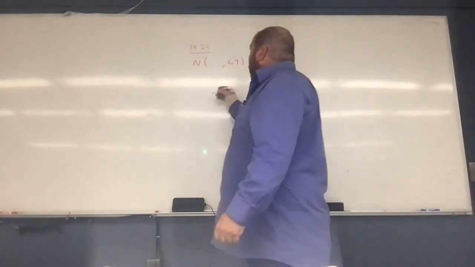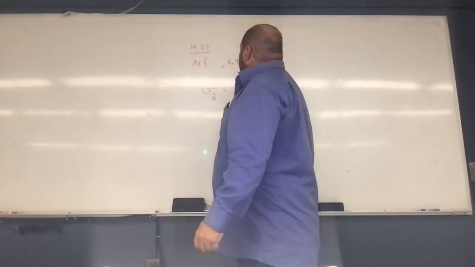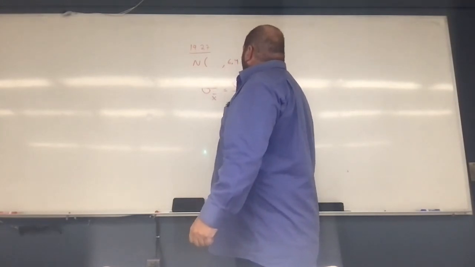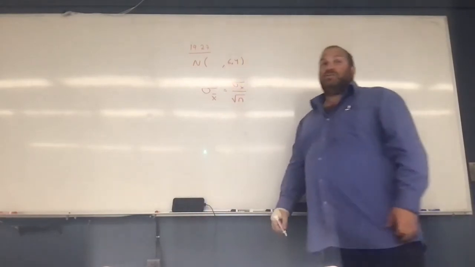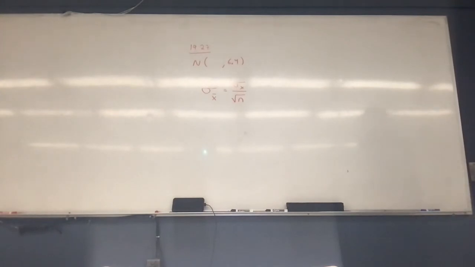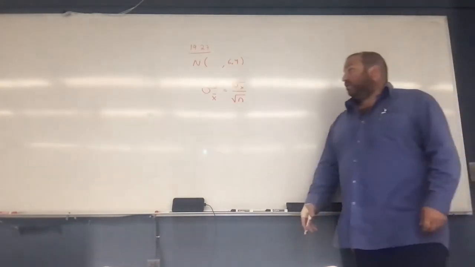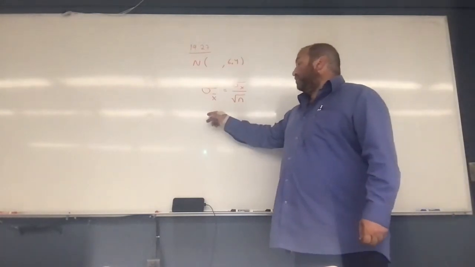Okay, so we know that sigma for x bar is equal to sigma for x over the square root of n. The sigma for the sample mean is equal to the sigma for the original divided by the square root of n. We want the sigma for the sample mean to be 1.